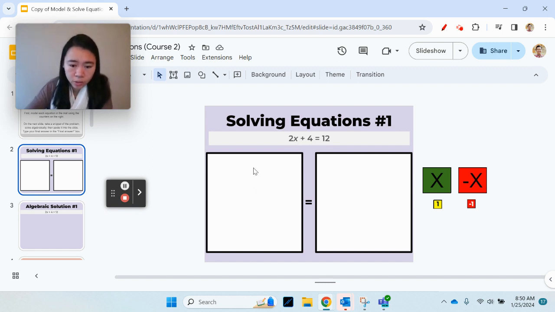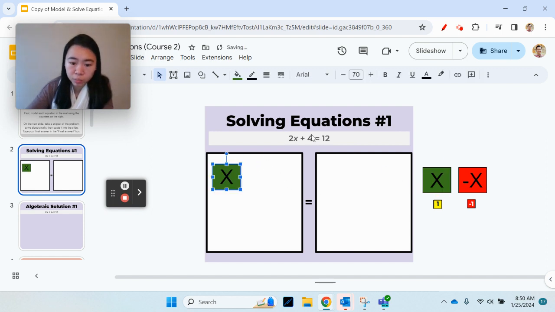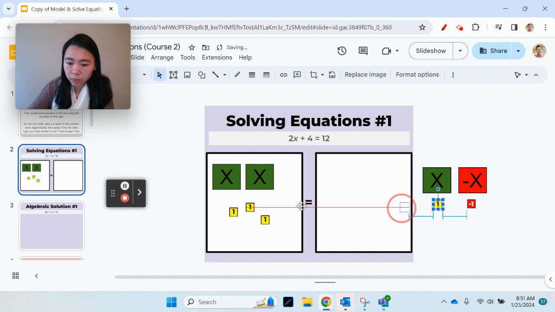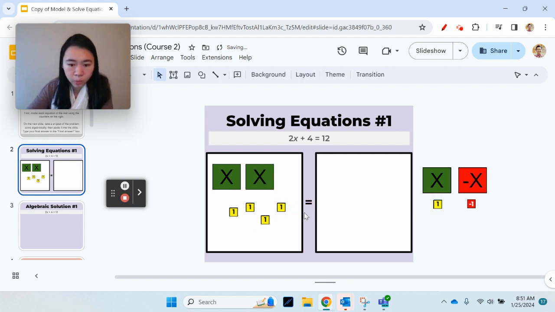My left side is going to be 2x plus 4 because that is the left side of my equation. So I'm going to model that using these pieces. I've got two positive x's, and then a positive 4. For the positive 4, we're going to use the 1 counter: 2x plus 1, 2x plus 2, plus 3, and plus 4. So that's 2x plus 4, and it equals 12. No x's over here, just regular old 12.